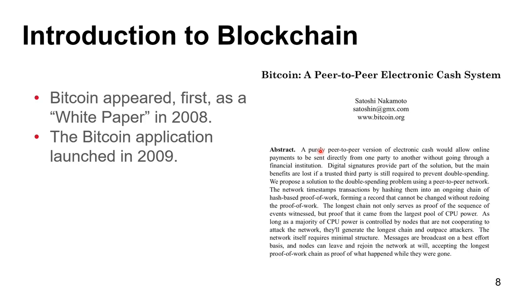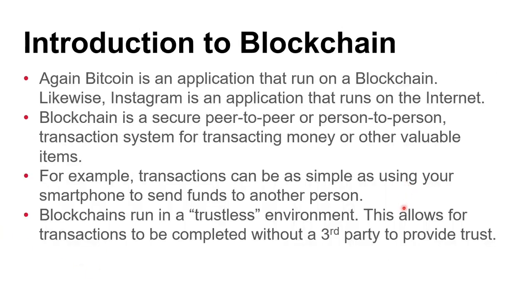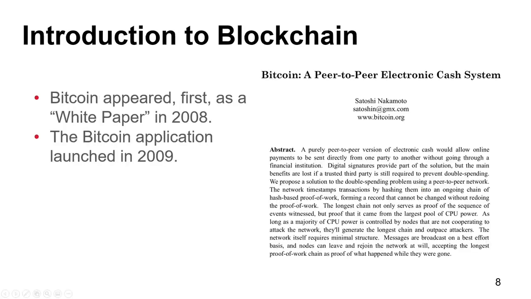Bitcoin was first discussed in a white paper that was issued by Satoshi Nakamoto in 2008. And this is an interesting white paper. It's called Bitcoin, a peer-to-peer electronic cash system. It is very interesting. It is surprisingly short.